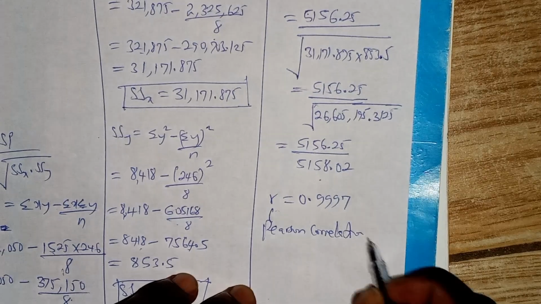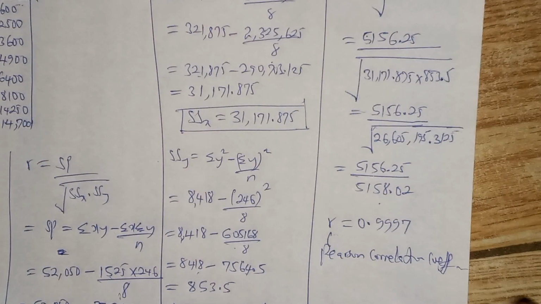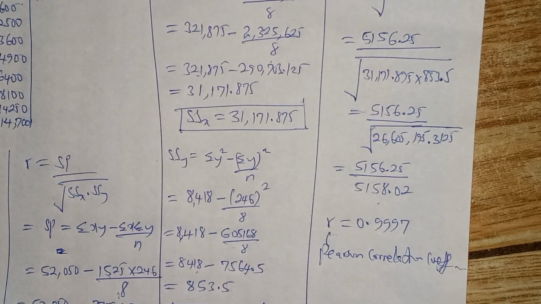correlation coefficient, right? So we've now answered the first question. Calculate the Pearson correlation coefficient. So the Pearson correlation coefficient is 0.9997. Okay. So this is almost perfect.